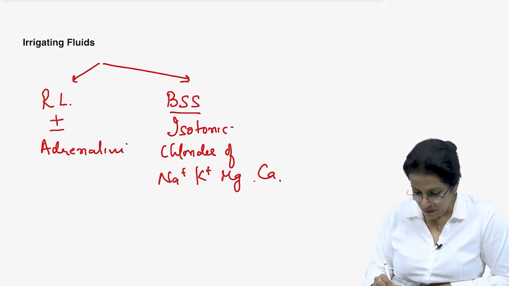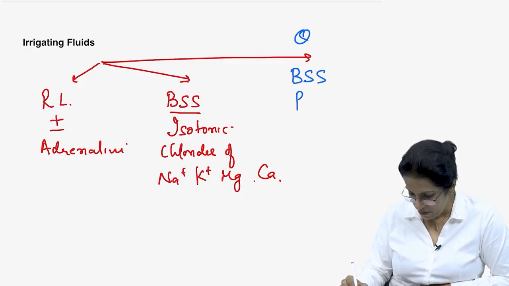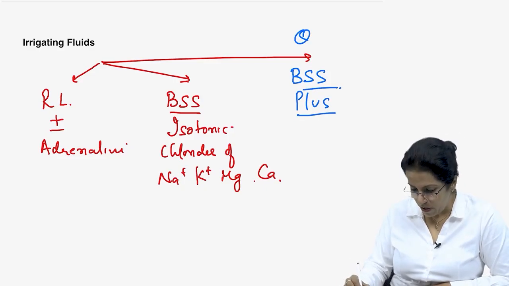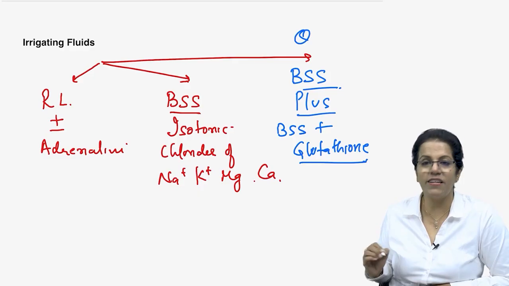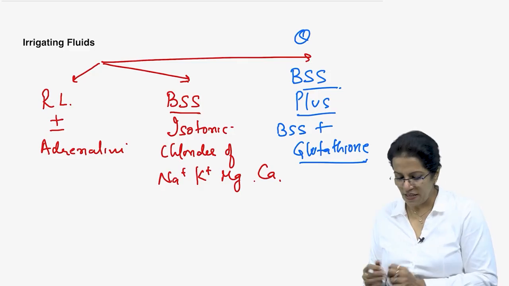But then we come to the exam question: which is the ideal solution? You will answer BSS plus. So BSS plus is what? Along with all this BSS composition, we have glutathione, and this is considered the ideal irrigating solution for intraocular surgeries or cataract surgery, right? So we'll keep this in mind.